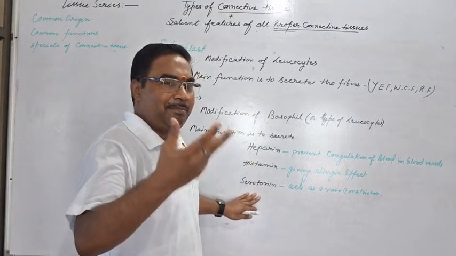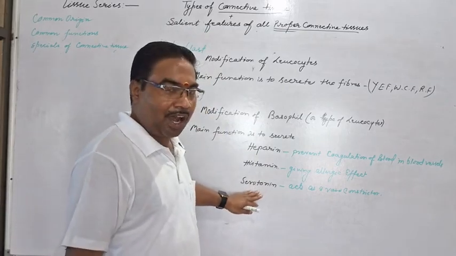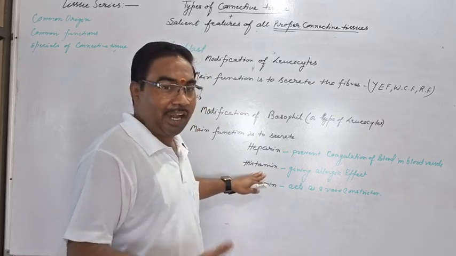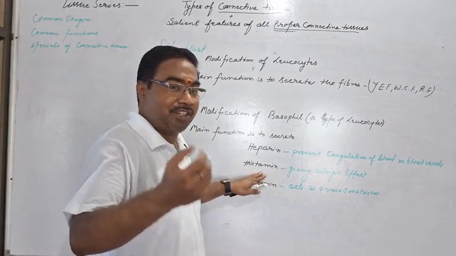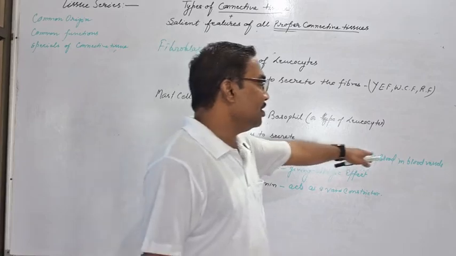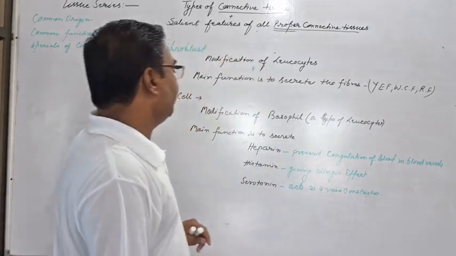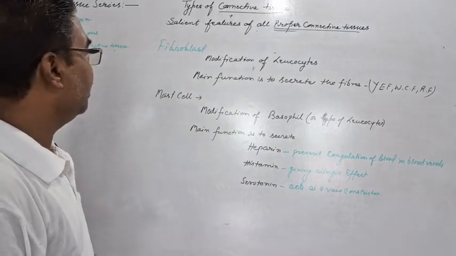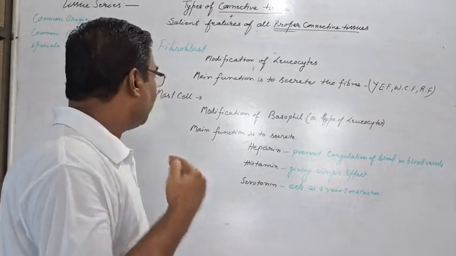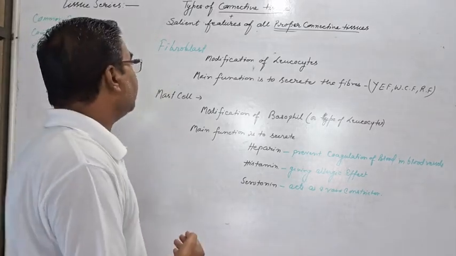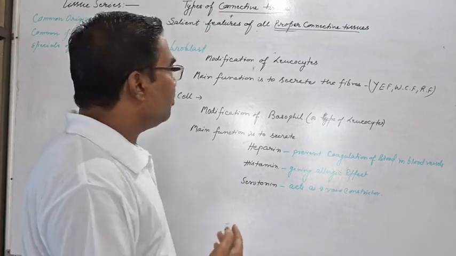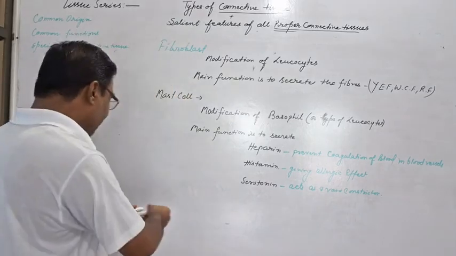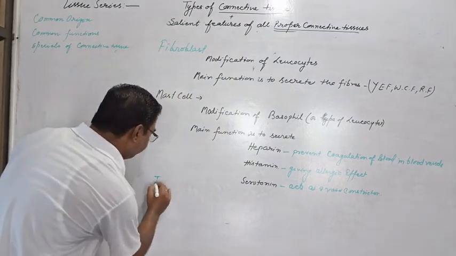Whenever you study MBBS, you will know how to stop the functioning of serotonin. For histamine, we use antihistamine tablets, cetirizine, etc. Heparin is anticoagulatory for the blood. So the main functions of mast cell you have to learn. Fibroblast was one, mast cell was one, and a modification of fibroblast is also the tendinocytes. The next is tendinocytes, you know.